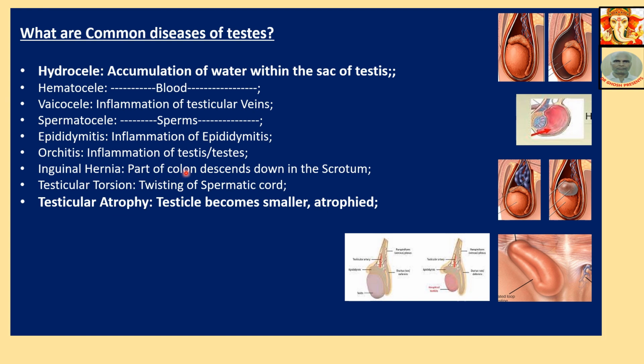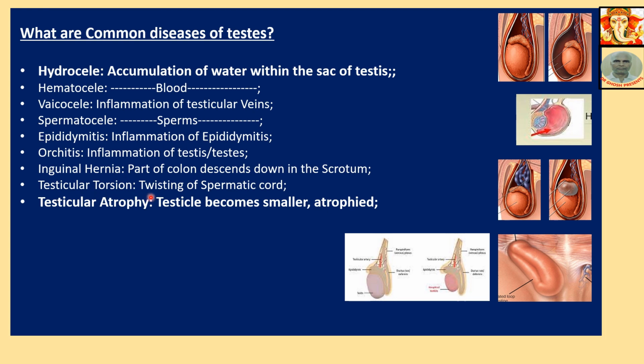Inguinal hernia, part of the colon descends down into the scrotum. Look at this picture. Part of the colon descends down into the scrotum through the hole between the abdomen and scrotum. It is an anatomical thing. It is a hole. Generally, it closes or is covered, but sometimes it remains open. Then a part of the colon comes down into the scrotum. This is called testicular hernia.